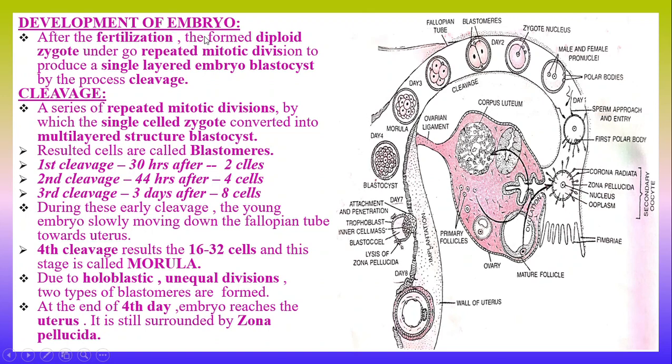After fertilization, the formed diploid zygote undergoes repeated mitotic division to produce the single layered embryo, the blastocyst. Single layer but multicellular, listen carefully. Here the zygote is a single cell, but the blastocyst is multicellular, but a single layer. Don't get confused. That process is called cleavage. A series of repeated mitotic divisions by which the single celled zygote is converted into a multicellular structure called the blastocyst. The process by which the blastocyst forms is called cleavage.